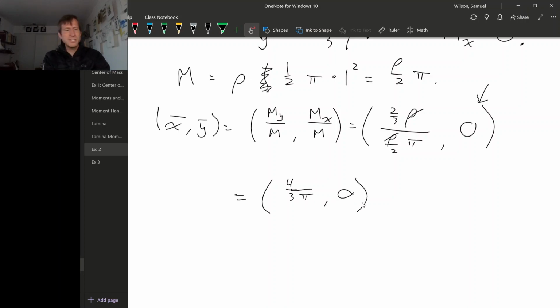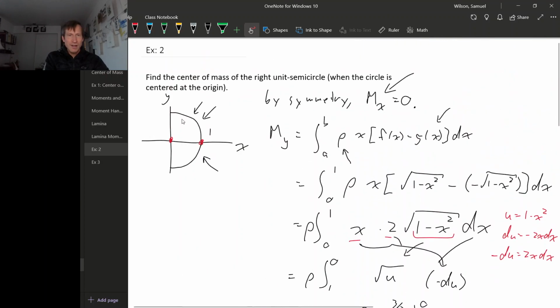Let's get a decimal approximation for that so we can see if it looks about right. So 4 divided by 3 times pi is approximately 0.424. If we look up at our unit circle, 1/2, 0.5 is right there, so 0.424 is going to be about here. So there's the center of mass of this disk, 0.424, comma 0. And that looks about right. In fact, I think it should be a little further to the right than I have it, but it's pretty close.